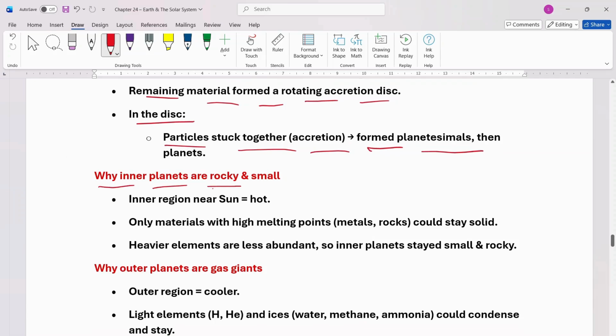Why are inner planets rocky and small? The inner region near the Sun is hot. Only materials with a high melting point, metals and rocks, could stay solid. Heavier elements are less abundant, so the inner planets stayed small and rocky.